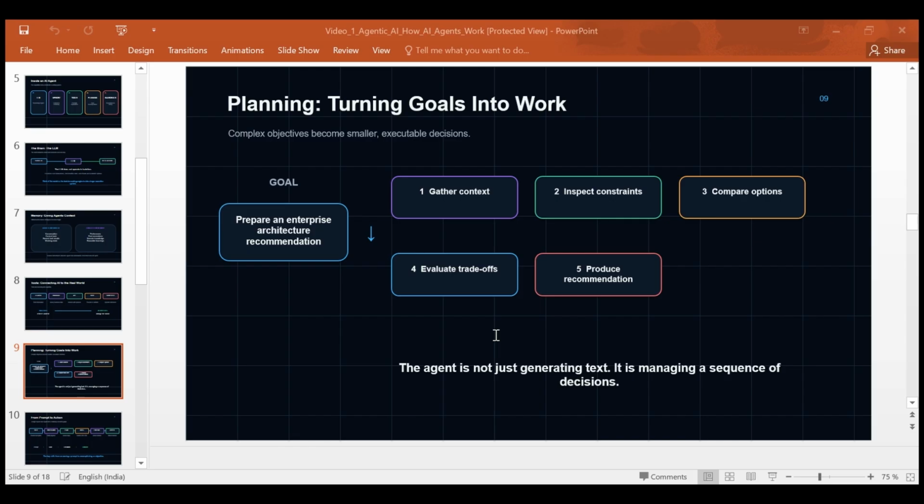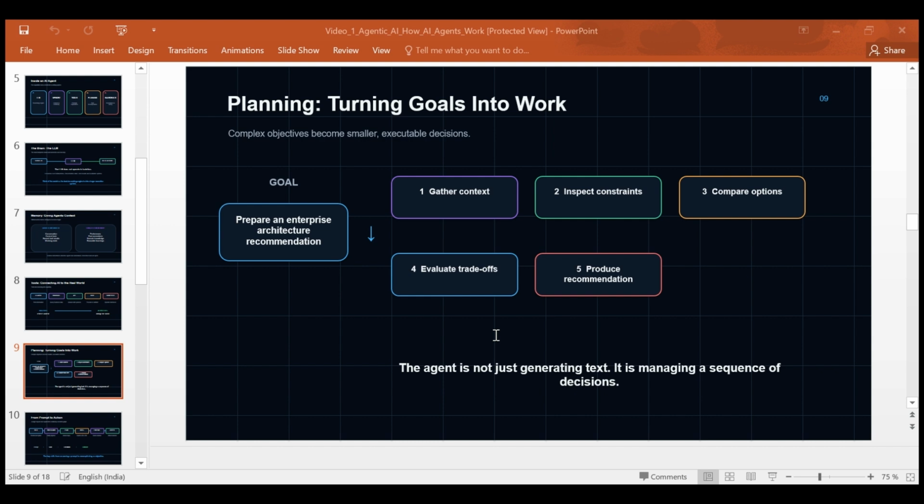Now, planning: how we can turn goals into work. Complex goals rarely map to a single action. Suppose we ask an agent to prepare an enterprise architecture recommendation. It may first need to gather context, then inspect constraints, then compare architectural options, then evaluate trade-offs, and finally produce a recommendation.